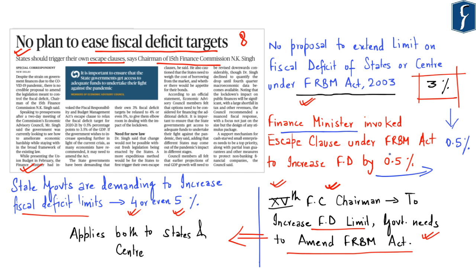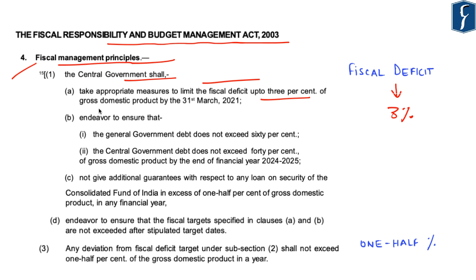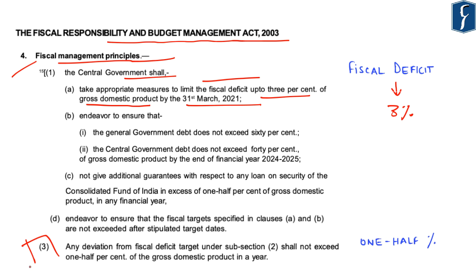So, in this regard, let us go through this concept of escape clause as provided under the FRBM Act of 2003. Section 4 of the Fiscal Responsibility and Budget Management Act 2003 provides for certain fiscal management principles. It says that the central government shall take appropriate measures to limit the fiscal deficit up to 3% of gross domestic product by 31st March 2021. And according to Section 4 Clause 3, any deviation from the fiscal deficit target shall not exceed 0.5% of gross domestic product in a year.